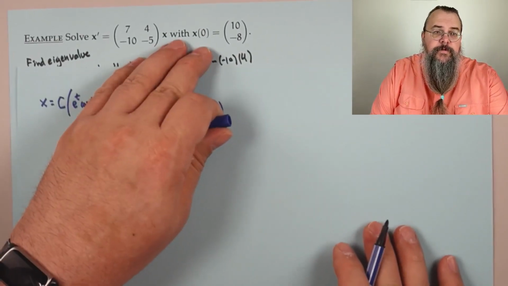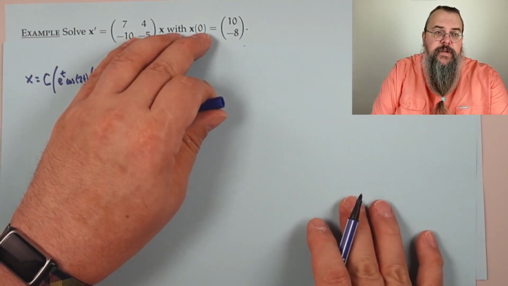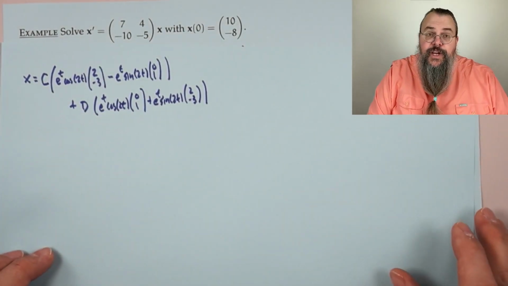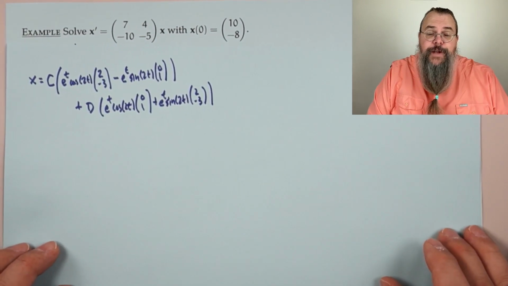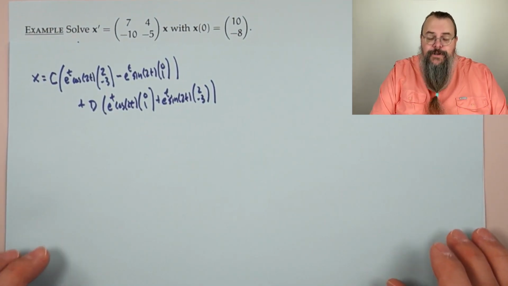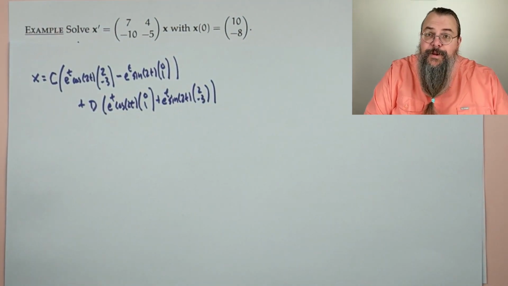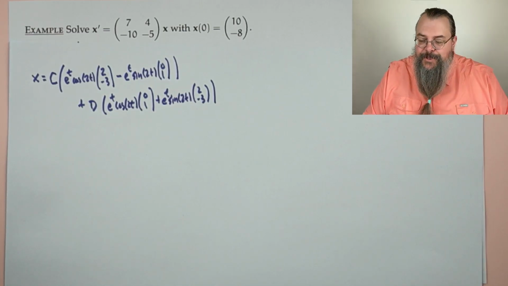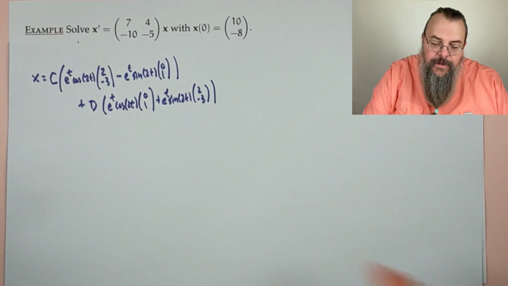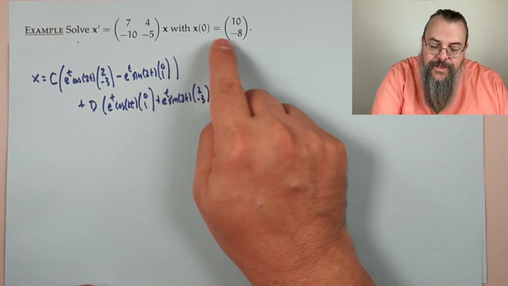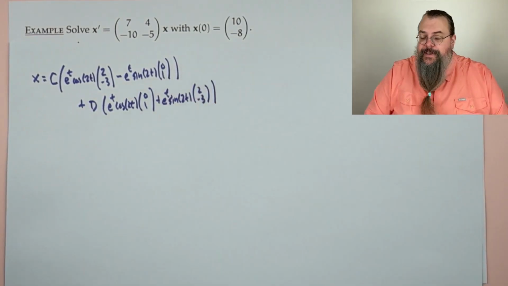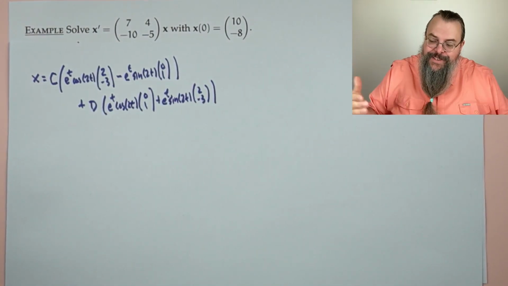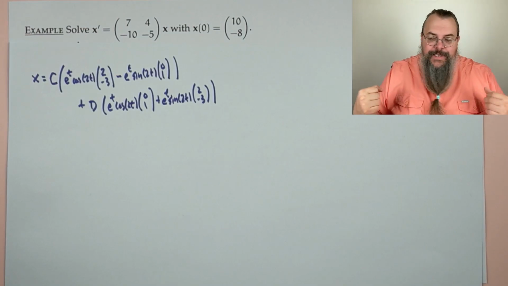So, putting this up here. We did all our work to say this is the general form for solutions. Now, we're not after the general form. It's a useful tool. We're after a very specific solution, namely the one where x of 0 is (10, -8). So what comes next? We're going to plug in 0 and then solve for c and d.